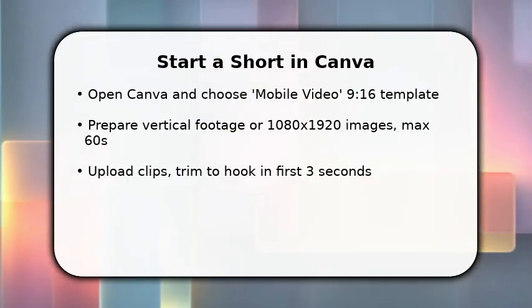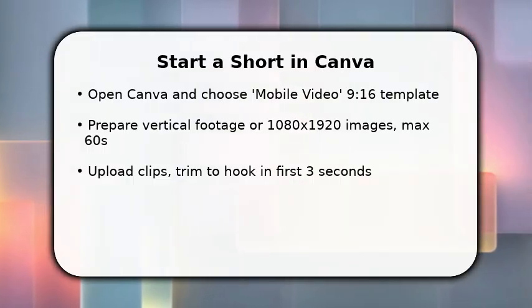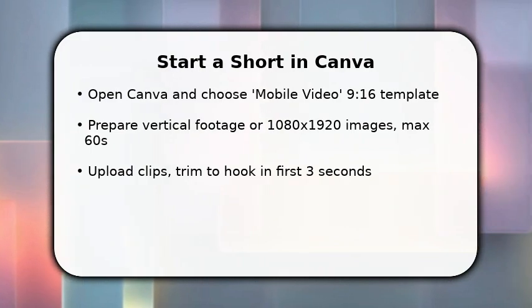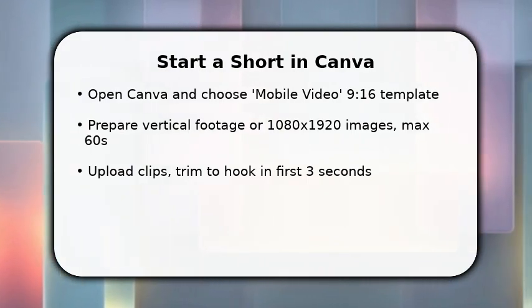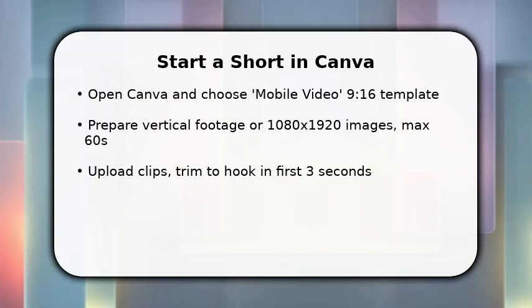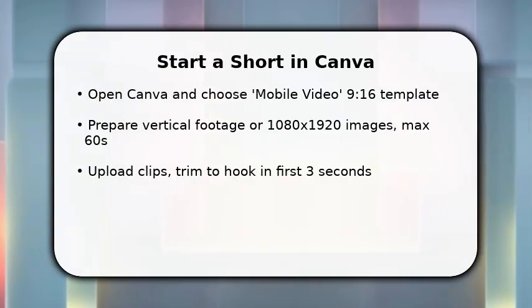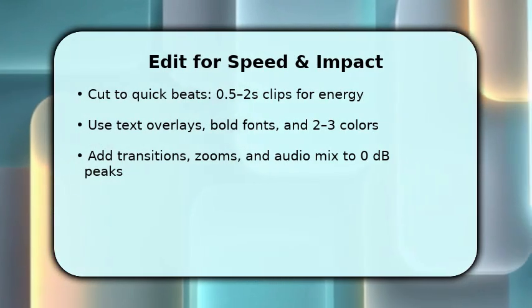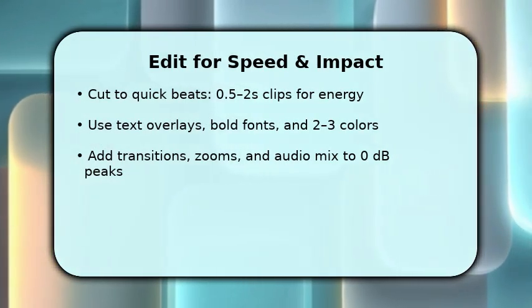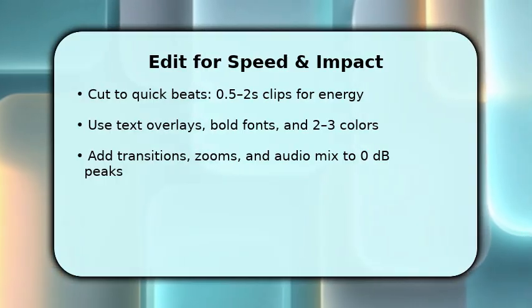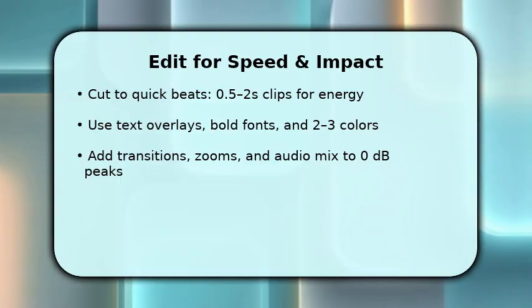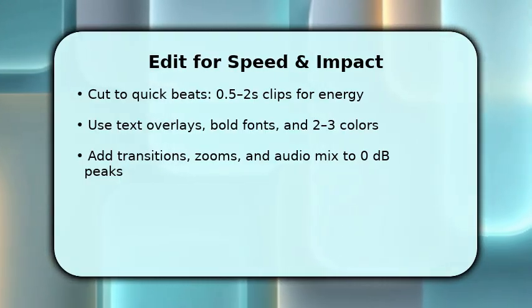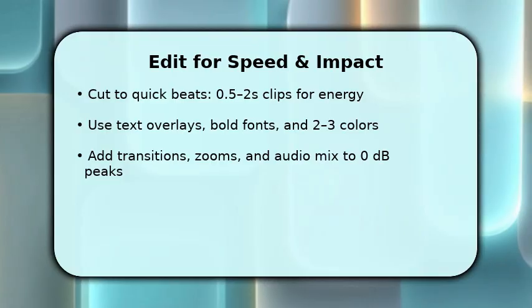This saves time later. You're setting the structure now, so editing focuses on pacing and message, rather than fixing basic media problems. You now refine pace and clarity. Cut clips to half-second or 2-second beats to maintain momentum, because short attention spans demand rapid movement. Once trimmed, add concise text overlays and bold fonts that reinforce spoken points. This helps viewers who watch muted.